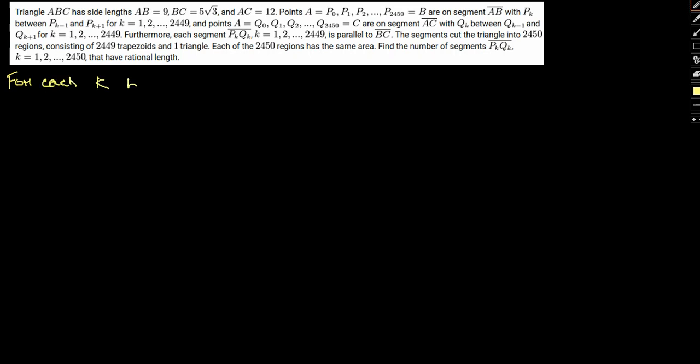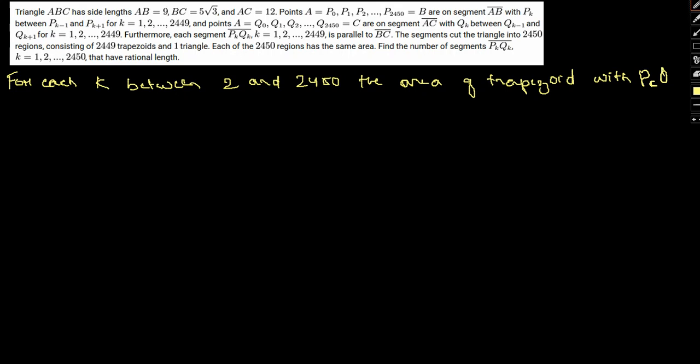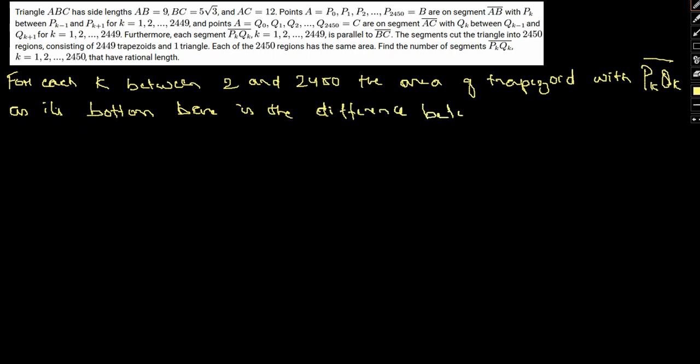K between 2 and 2450, the area of the trapezoid with segment PKQK as its bottom base is the difference between the areas of two triangles.